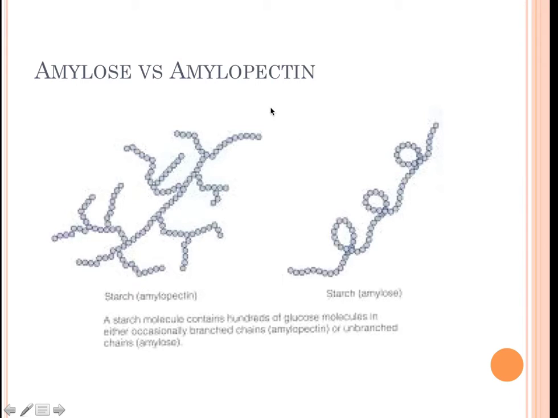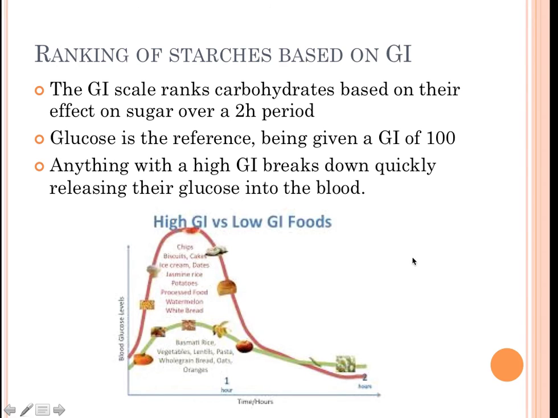This being broken down more quickly is what you'll find more in refined starches, and that has a higher glycemic index. So the glycemic index ranks carbohydrates on how they affect your sugar over a 2-hour period. It's compared to glucose. So glucose is our reference value, and we give it a glycemic index of 100. That doesn't mean it's the maximum. Okay? There are things that can be higher than that.